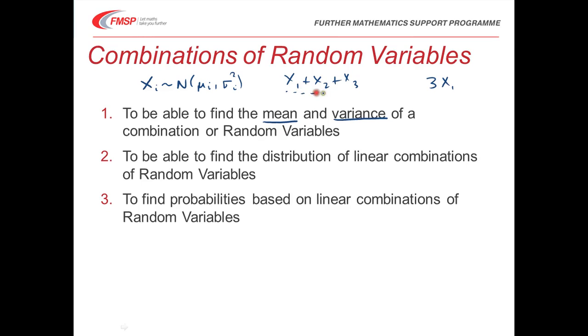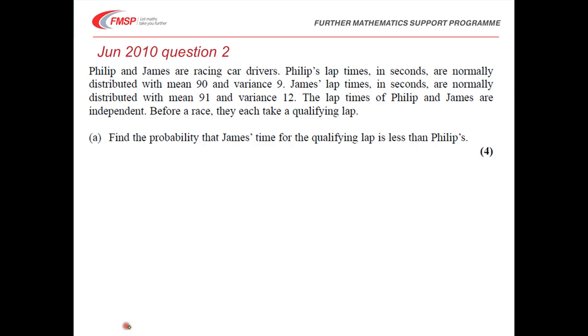So we do need a full awareness that there's a difference between linear combinations of random variables and functions of random variables. Okay, so based on that, once we've worked out means and variances, we can also find distributions of the random variable combinations, and as a consequence we can therefore find probabilities based on that.